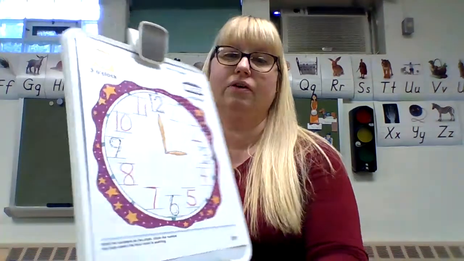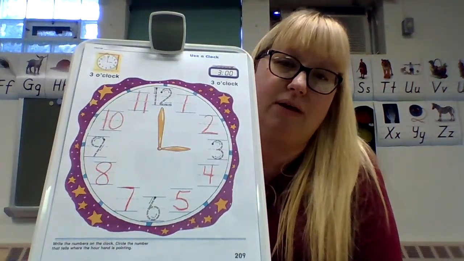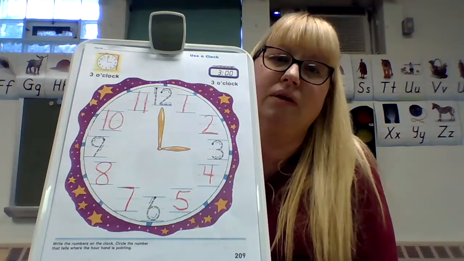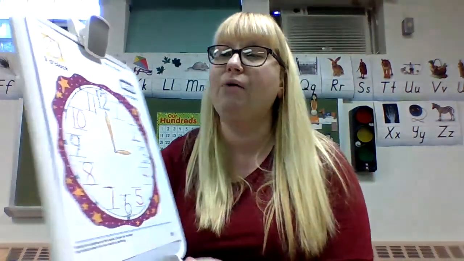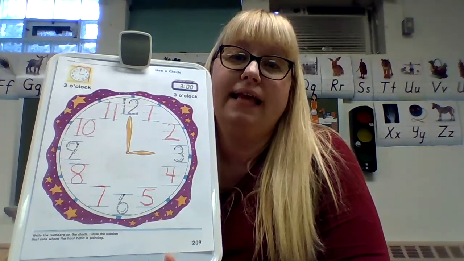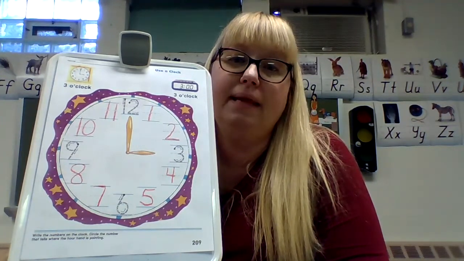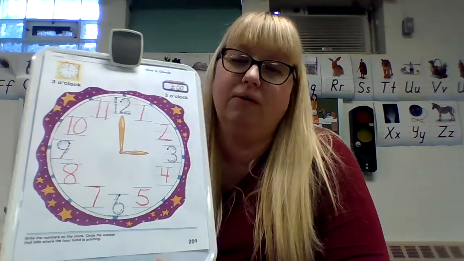All right, so your clock should look like that, and your other numbers should be traced. I didn't trace mine, but I want you to trace yours. And the final part down here says, circle the number that tells where the hour hand is pointing. What hour is it? Do you remember me telling you before that the hour hand is the short hand and the minute hand is the long hand? So by telling you those clues, which one is it pointing to?